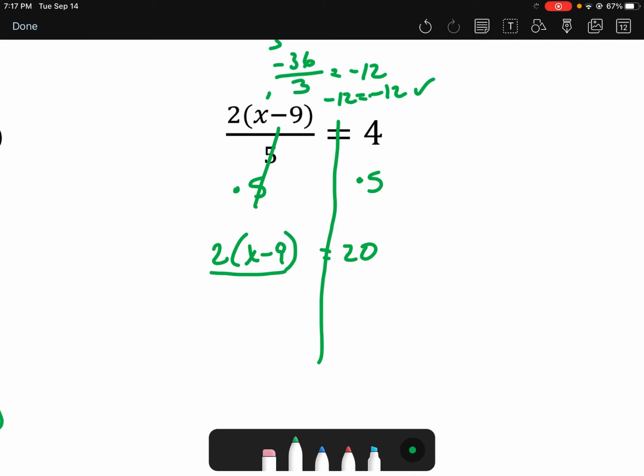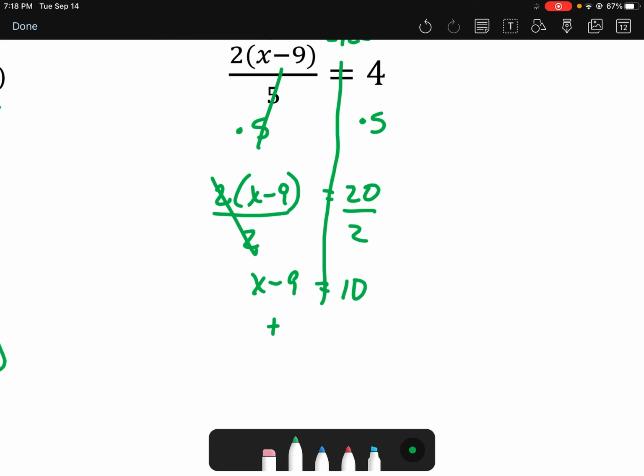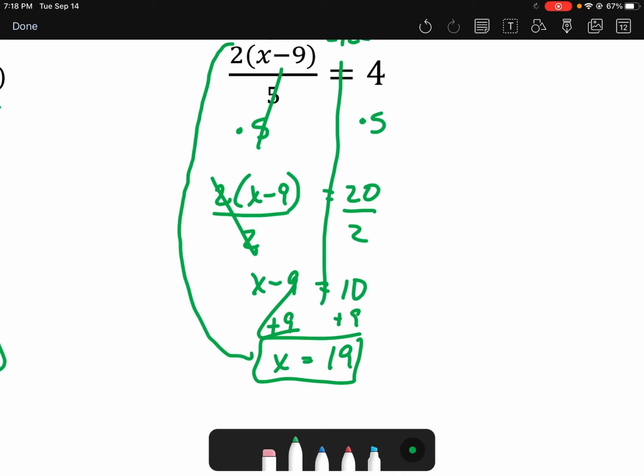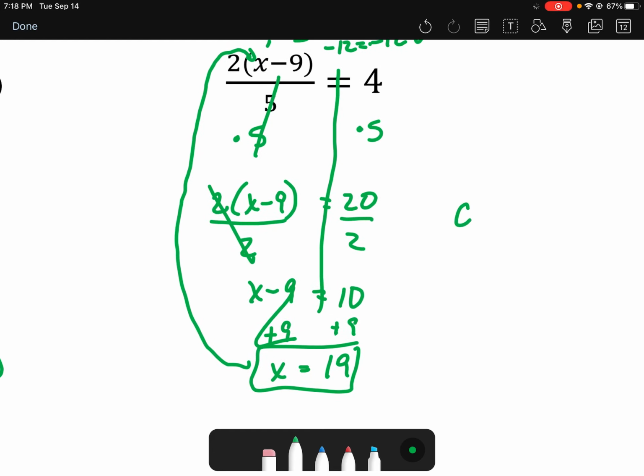Or I can just divide both sides by 2. Now cancel these 2 out. I'd have x minus 9 is equal to 10. And then I can add 9 to both sides, giving me x is equal to 19. How do I know that's the correct answer, though? By going to the check zone. Check zone.